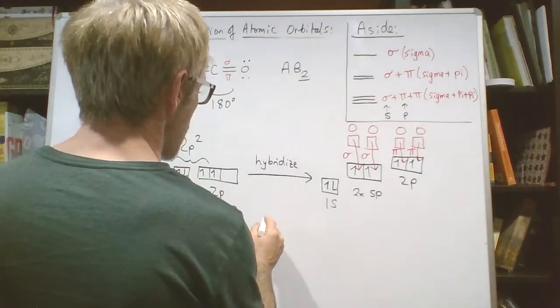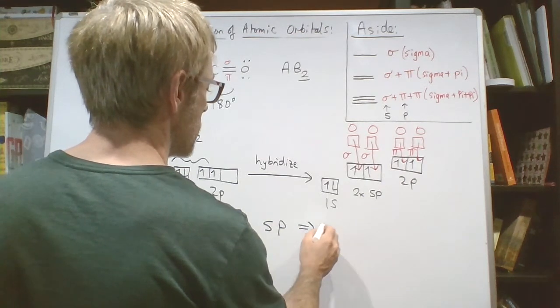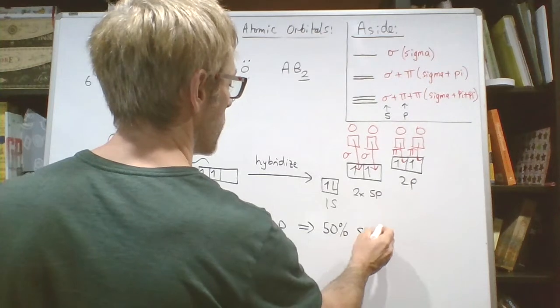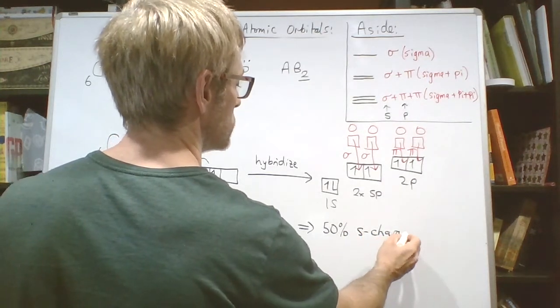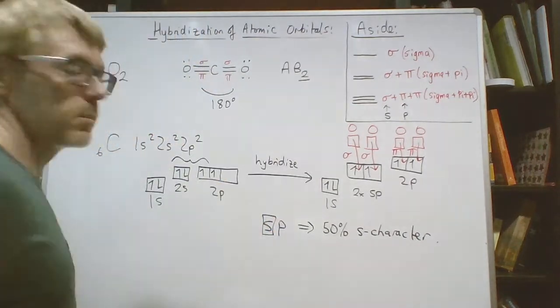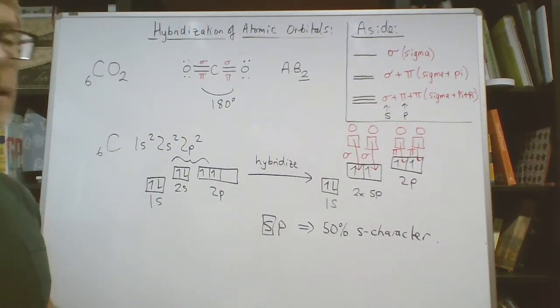We can see that sp hybridization is 50% s character, because s is half of the information in the sp hybrid.